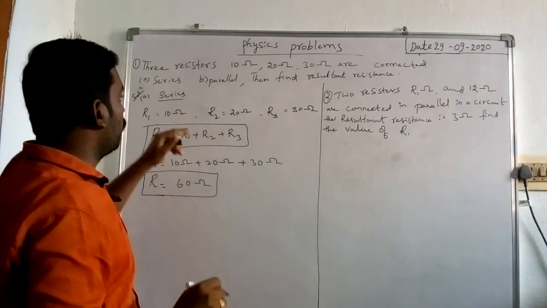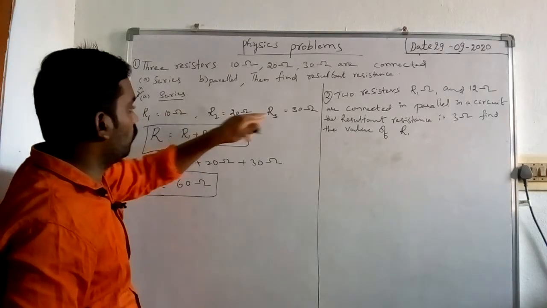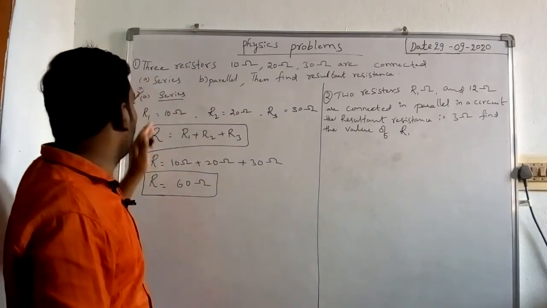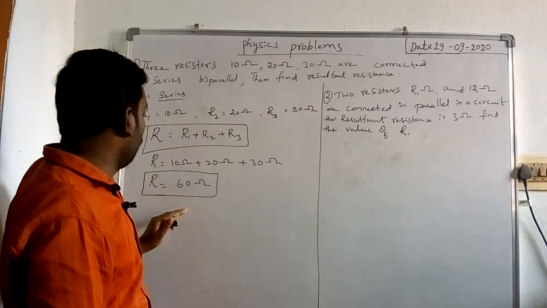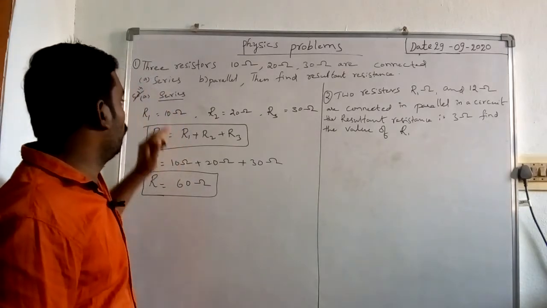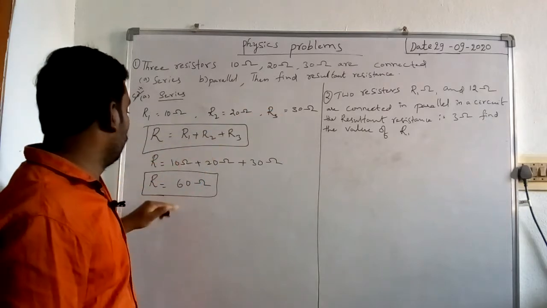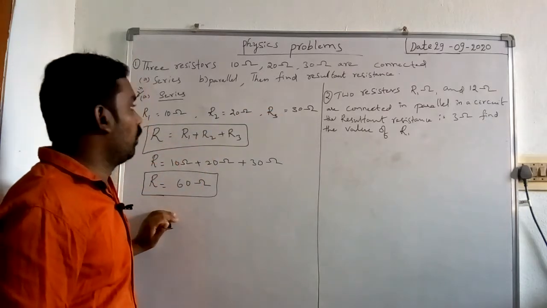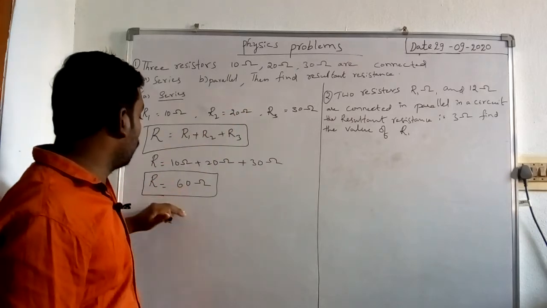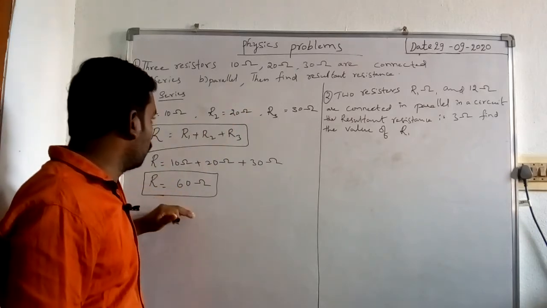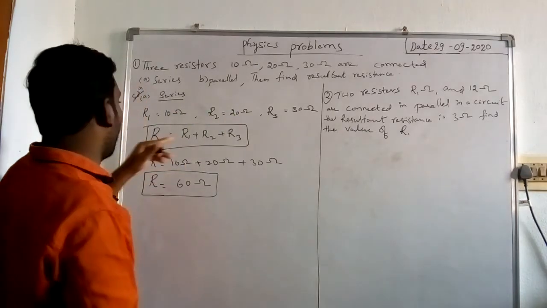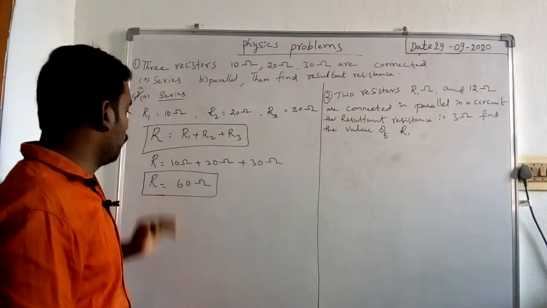Here individually you have to observe 10 ohms, 20 ohms, 30 ohms. When we add, we get 60 ohms. So in series connection the resistance is increasing, where all individual resistances are less than the resultant resistance. The resultant resistance is always more than the individual resistances. We are adding, that's why we are getting more.